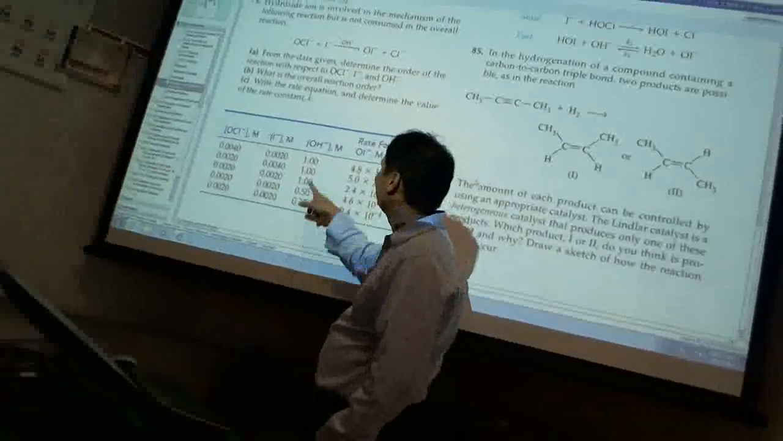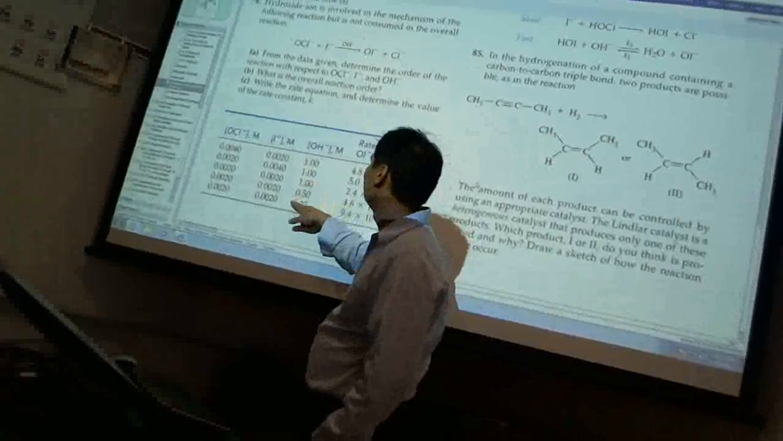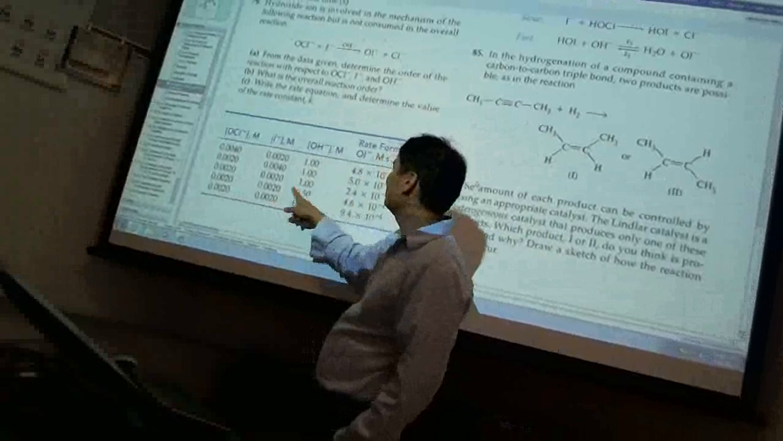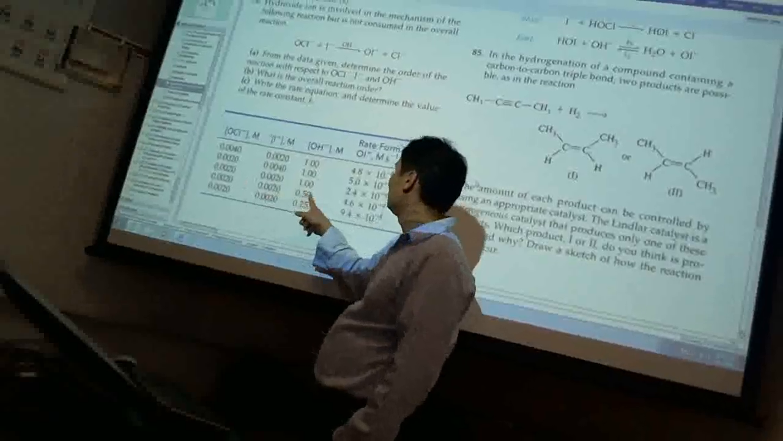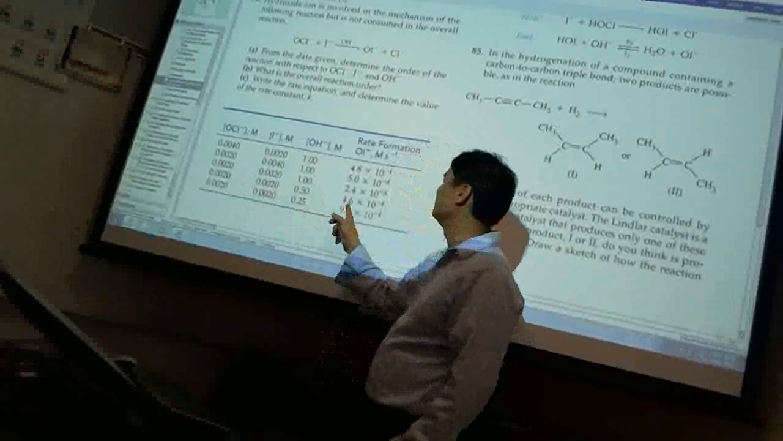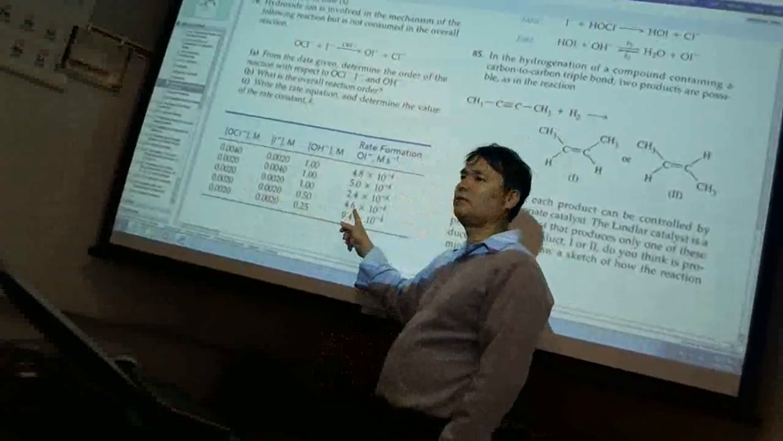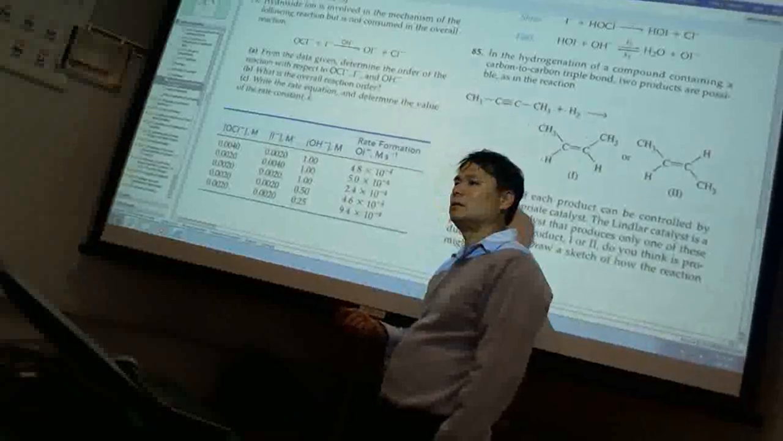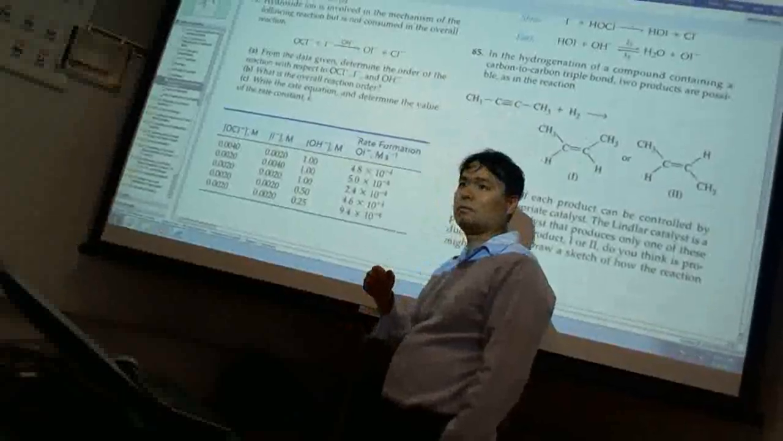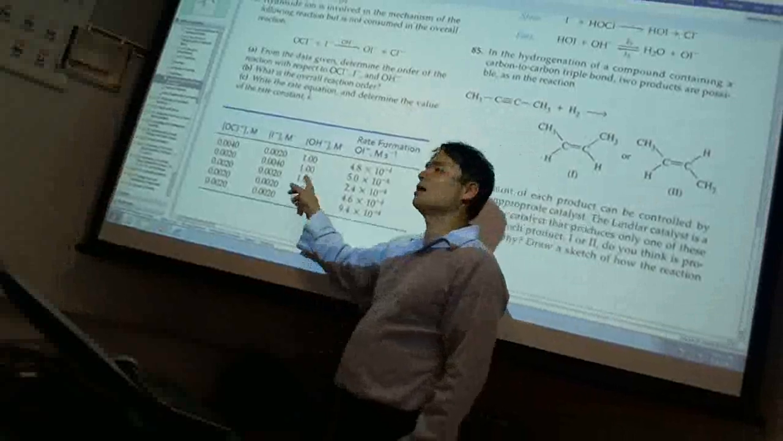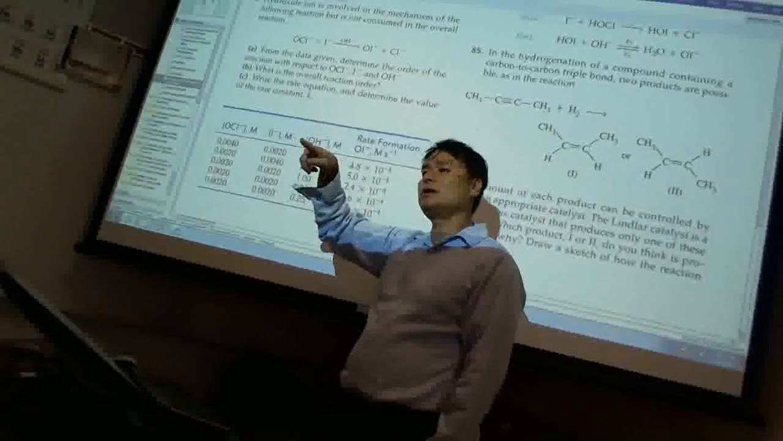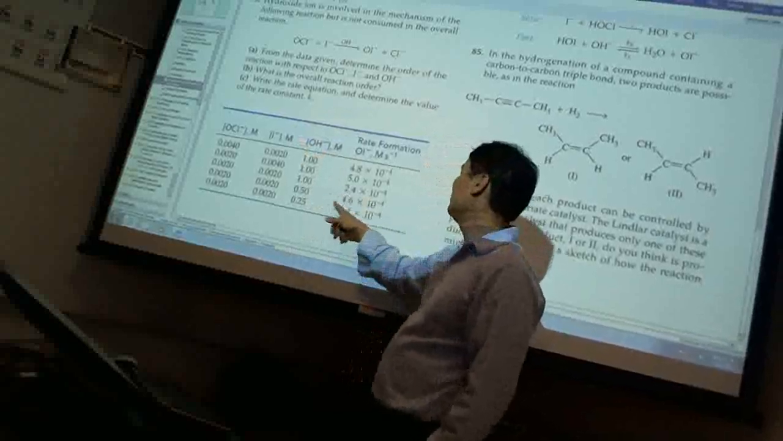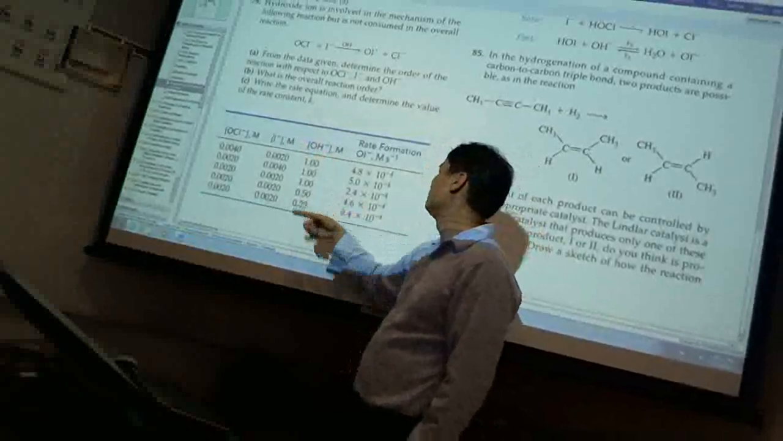First order in iodide, and then let's look at these two here. You see I'm doubling the hydroxide but leaving everything else the same? So if I double the hydroxide, what happens to the rate? Cut in half. If it gets cut in half, do you know what order that is? -1 order. So double the hydroxide, 2 to the -1 is 1/2. Does that make sense? And so that means it's -1 order in hydroxide.